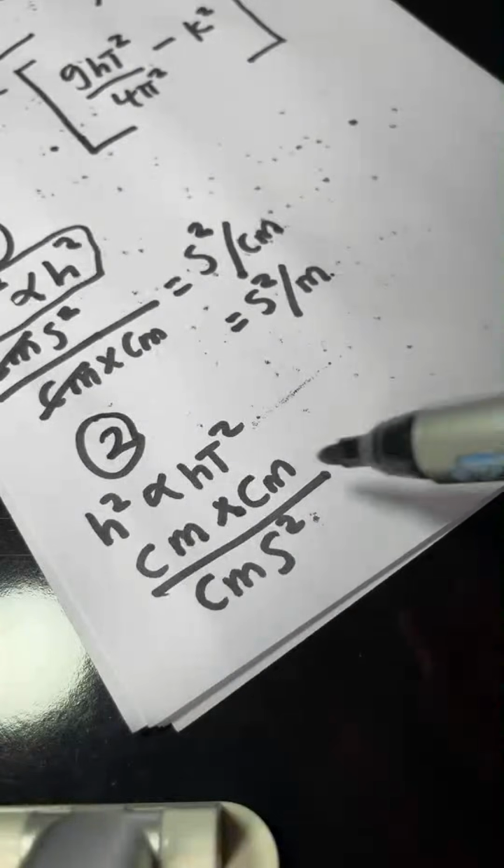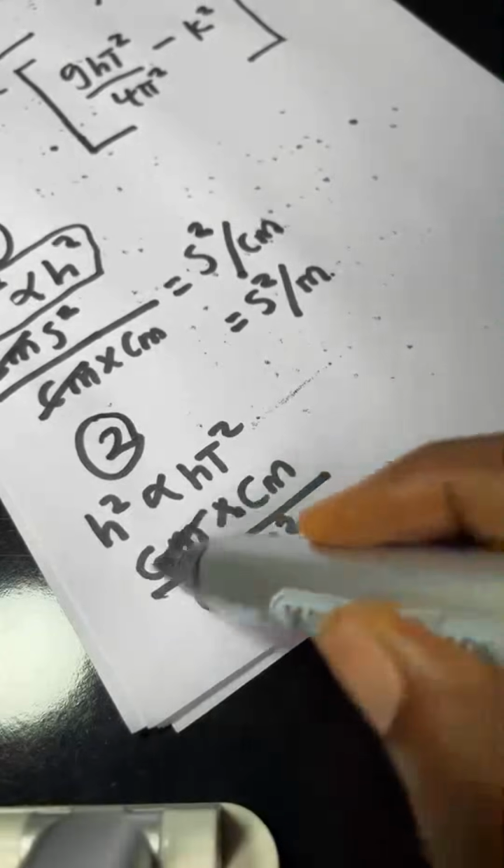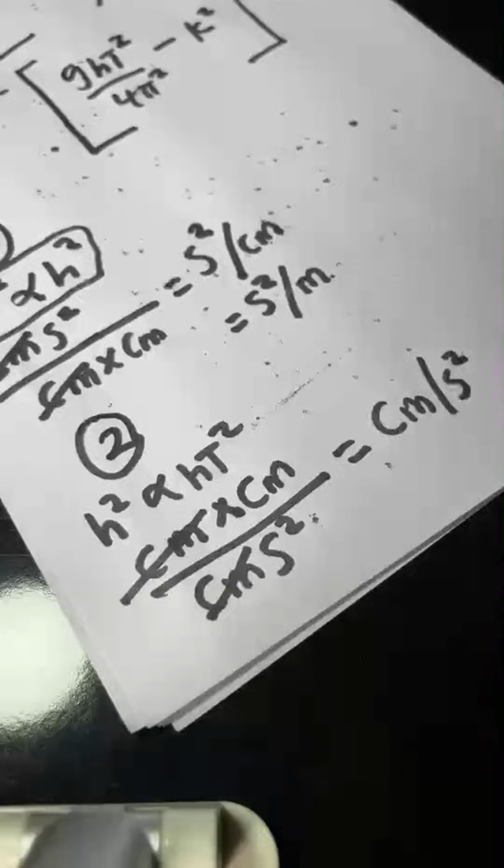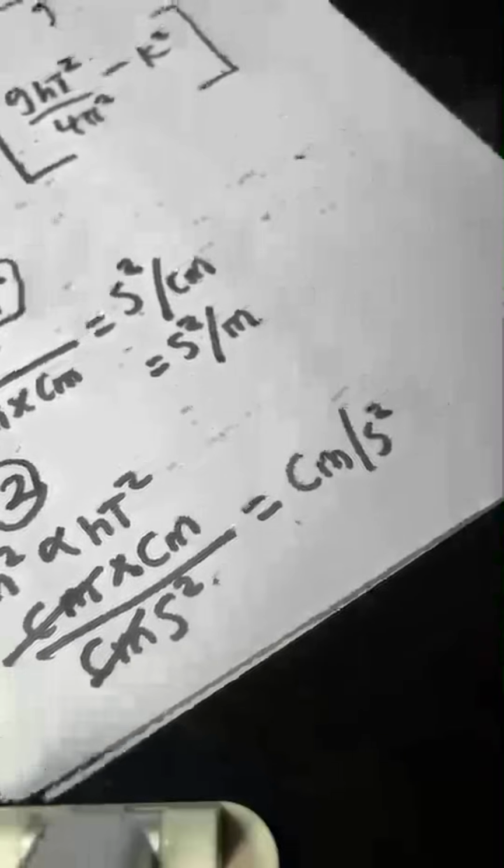Pay attention everyone. So therefore cm will cancel cm. Therefore we'll be having cm all over s square. Now remember, all our slope was in centimeter. So if we convert this guy later, we'll be having meter per second square as our g.